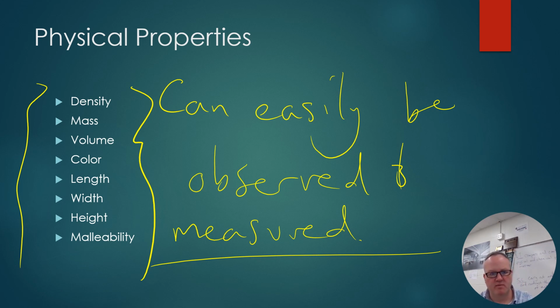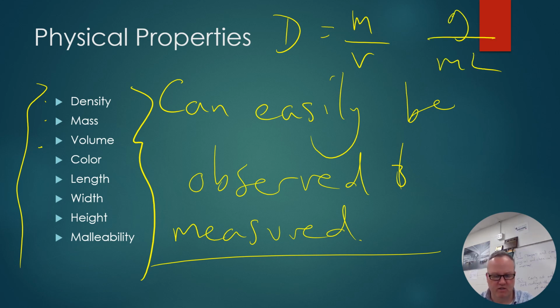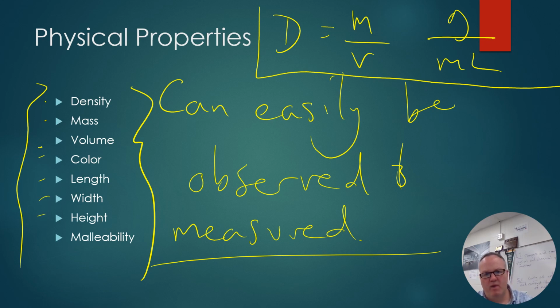Okay, we talked about density, mass, and volume, but just so you know, density is equivalent to mass divided by volume, and that mass should always be in grams, and that volume should always be in milliliters. We could also do it differently, but for right now, that's what I want you to keep in mind. Okay, we could change those measurements if we wanted to, but let's keep them right there for right now. Color, length, you guys know that. Width, same thing. Height, you can know that. Malleability is going to be the ability to hammer it.